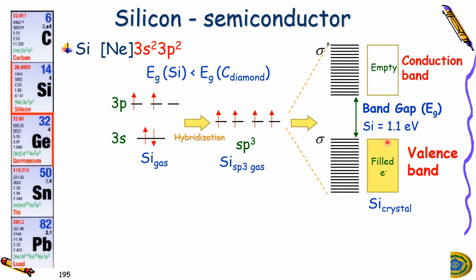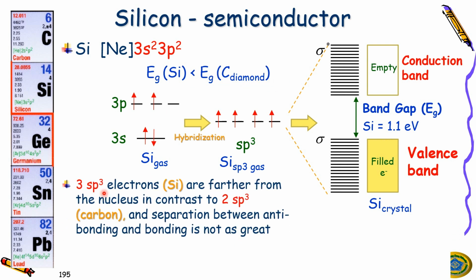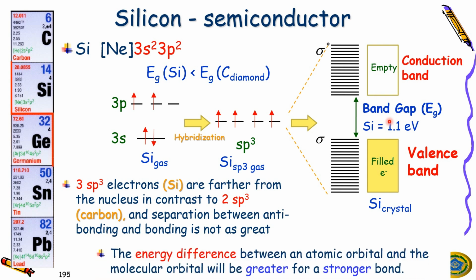So anyway, the band gap of silicon is smaller than the band gap of diamond. The 3sp3 electrons in silicon are farther from the nucleus, in contrast to the 2sp3 electrons of carbon. So the separation between the anti-bonding and the bonding is not as great. So this is less than 5.4 electron volts. The energy difference between the atomic orbitals and the molecular orbitals will be greater for a stronger bond.